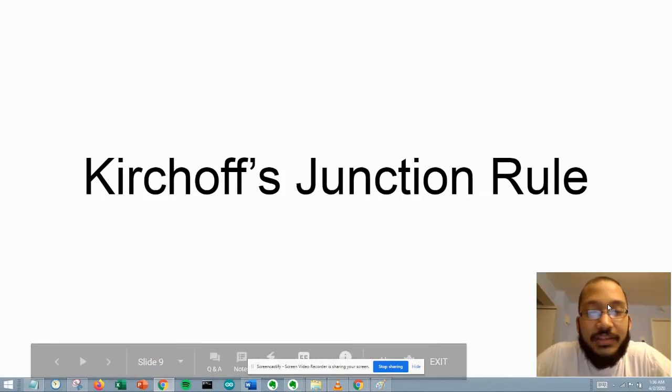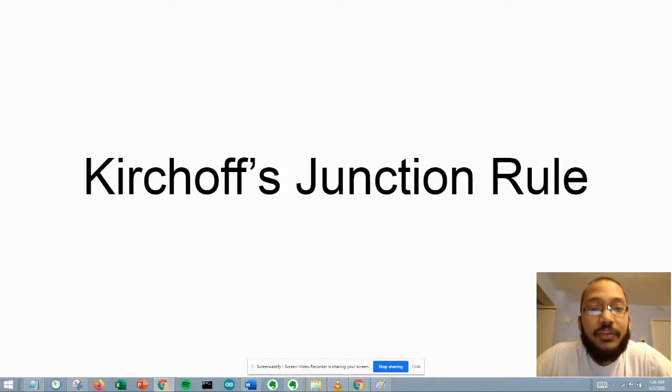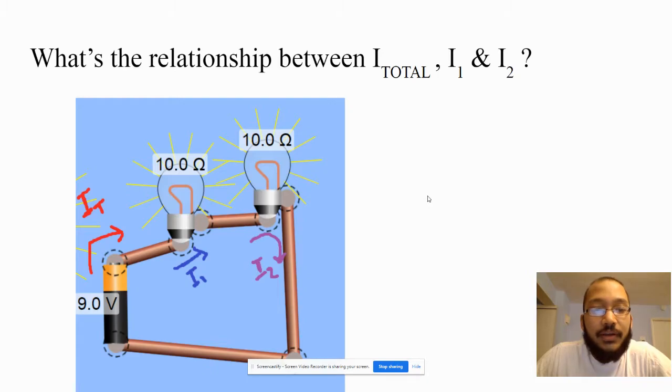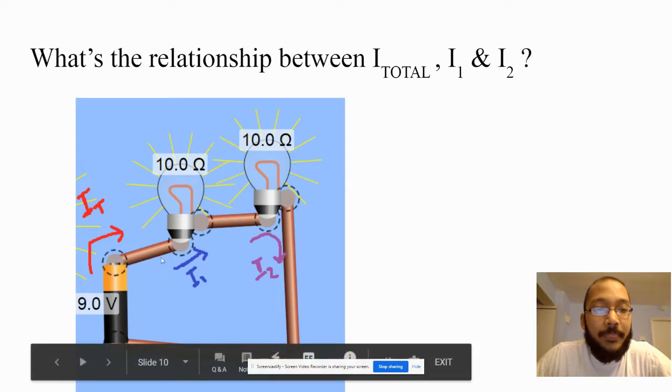Hi guys, in this video I want to talk to you about another of Kirchhoff's laws. It's called the Junction rule, and to sort of motivate it, I've sketched out this simple circuit right here. These are two bulbs in series.